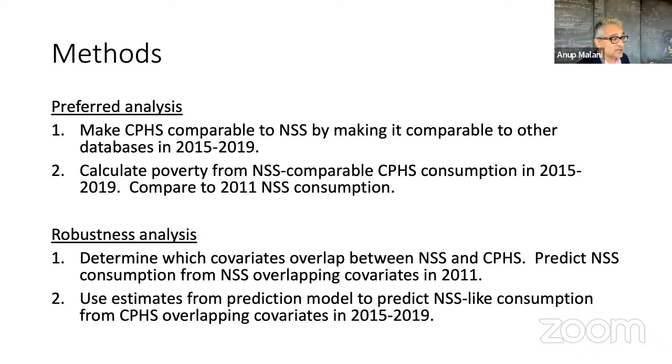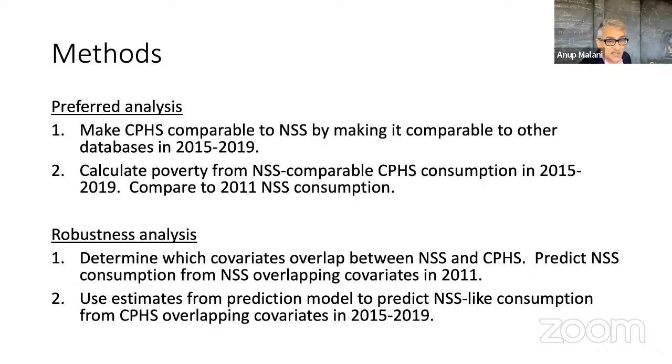So they have a preferred analysis, and their idea here is that they're going to make CPHS comparable to the NSS by making it comparable to other databases in the 2015 to 2019 period. And then they're going to calculate NSS comparable CPHS consumption in the later period using what they did in step 1. So basically moving CPHS close to these other databases, and then assuming that there's a similarity between those other databases and NSS, and then using that to project out in 2011 or in the later periods.